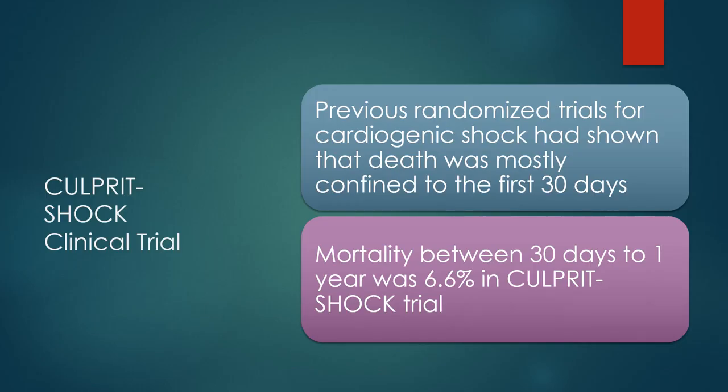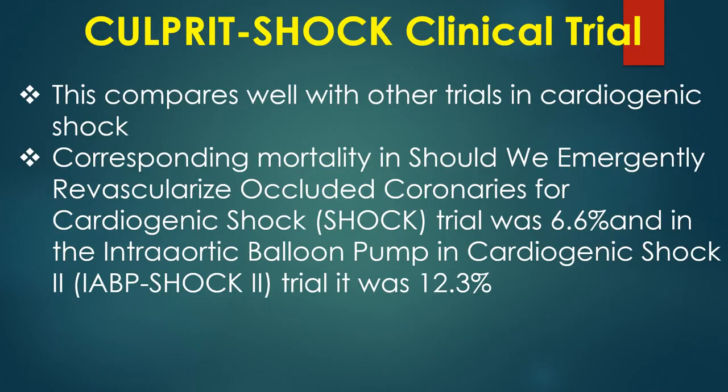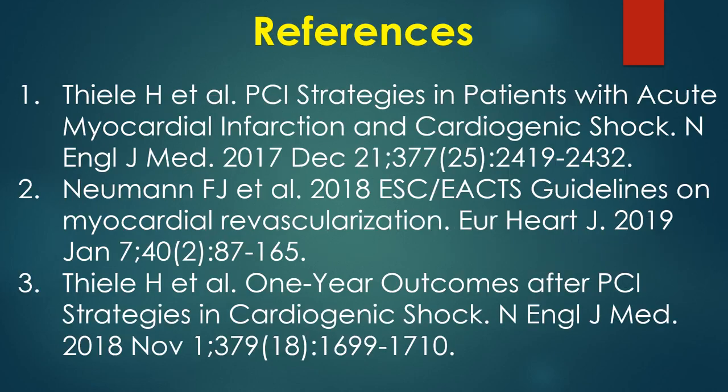Previous randomized trials for cardiogenic shock had shown that death was mostly confined to the first 30 days. Mortality between 30 days to 1 year was 6.6% in CULPRIT-SHOCK trial. This compares well with other trials in cardiogenic shock. Corresponding mortality in SHOCK trial was 6.6% and in IABP-SHOCK 2 trial it was 12.3%.